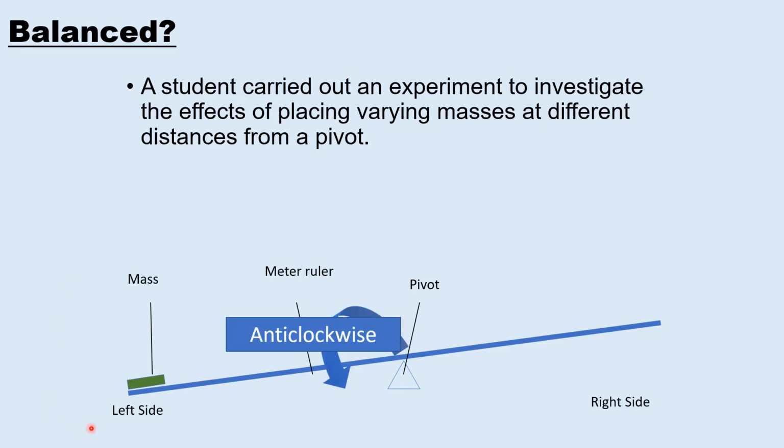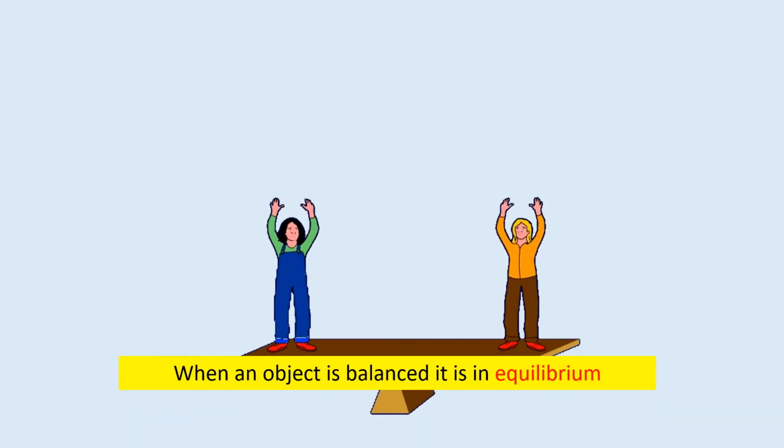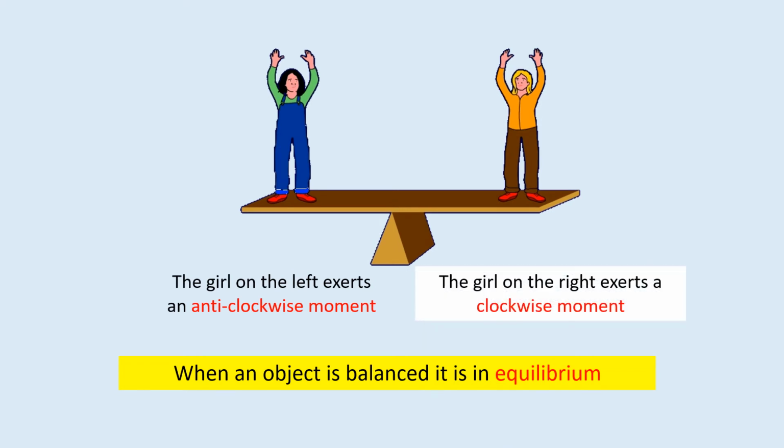So you've got the anti-clockwise movement, so the rotation, and you've got the clockwise rotation. So this is not balanced because there's not a mass on the other side to weigh it out. And when an object is in balance, it is in equilibrium.